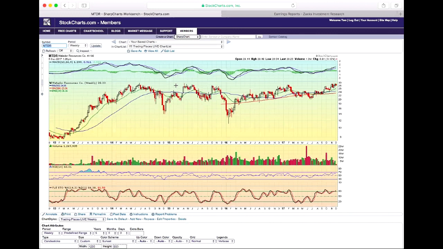Haven't made the breakout yet, but sometimes spotting these potential breakouts before they break out is half the battle. And so this is one that I've kind of got on my radar that I wanted to mention.